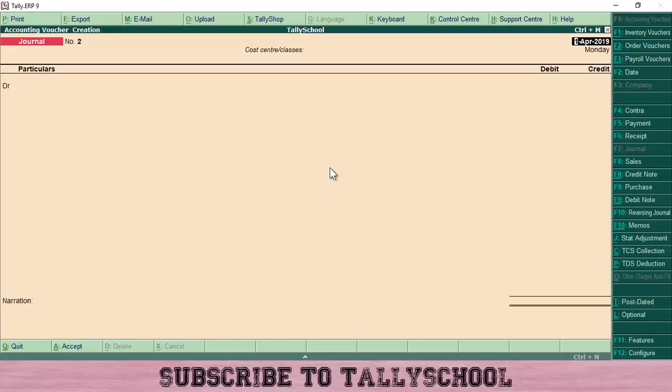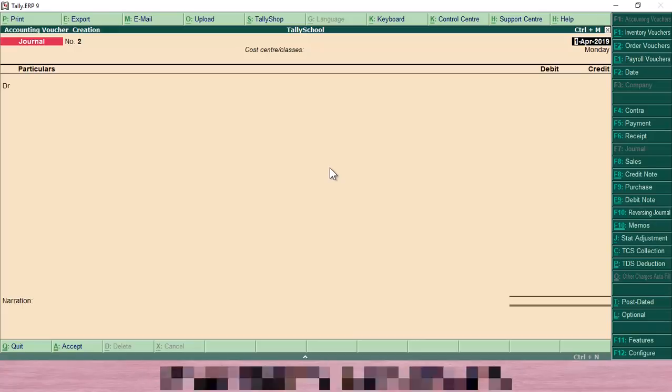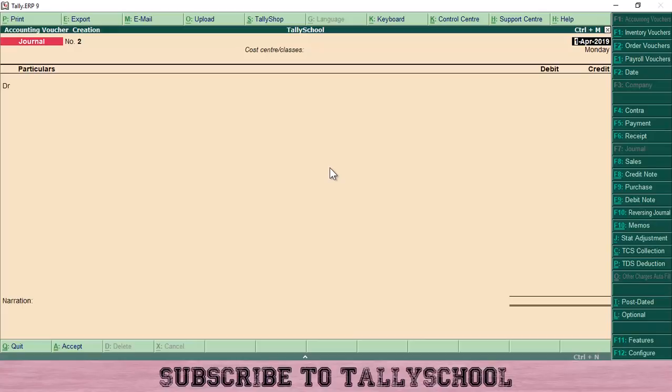So a journal voucher is used for very many different things, and most of the time when you are confused about a particular entry, about where to pass it, the answer will be the journal entry. Because if it was simple, you would know that it is a purchase or sales or receipt or payment. But when you are confused about which accounting voucher should be used in Tally, most of the time it will be a journal voucher.